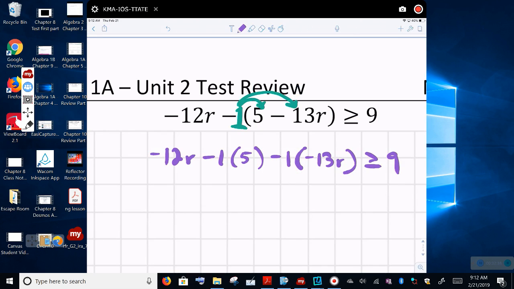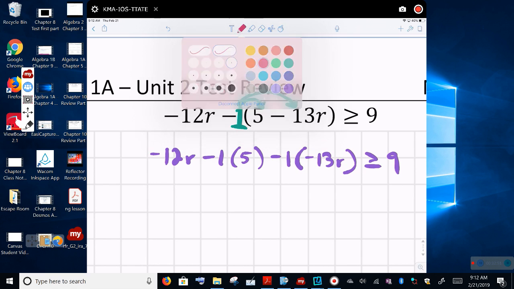Even though I'm multiplying by a negative number, I'm multiplying by -1, I'm only doing it to one side. I'm not doing it to both sides, so I don't actually change my inequality sign. All I'm really doing is simplifying, and when I simplify, I can multiply.